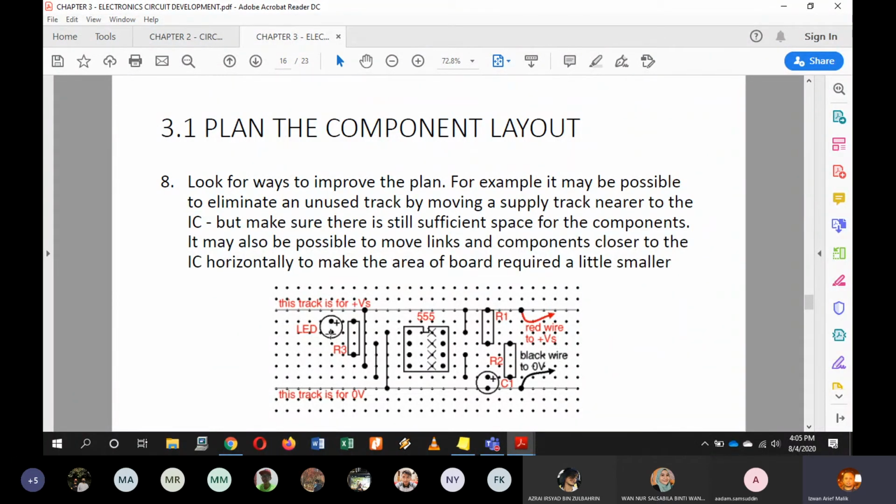So you just can put them into alternative link. So linkkan dia, this block with this block, which is connected to 0 volt lah. The one that I've told you just now lah. Okay, so that is for alternative arrangement.